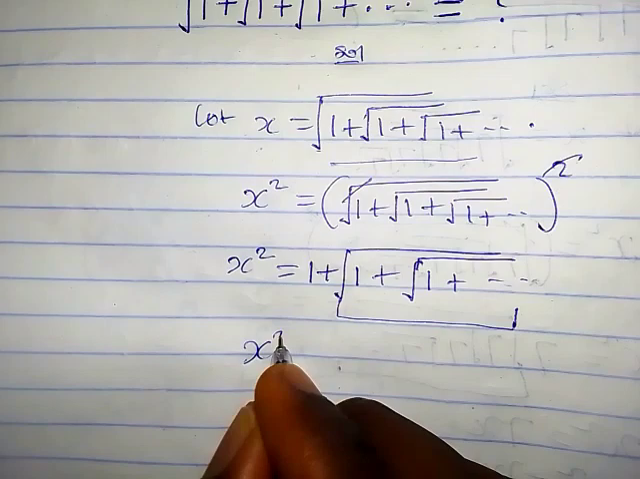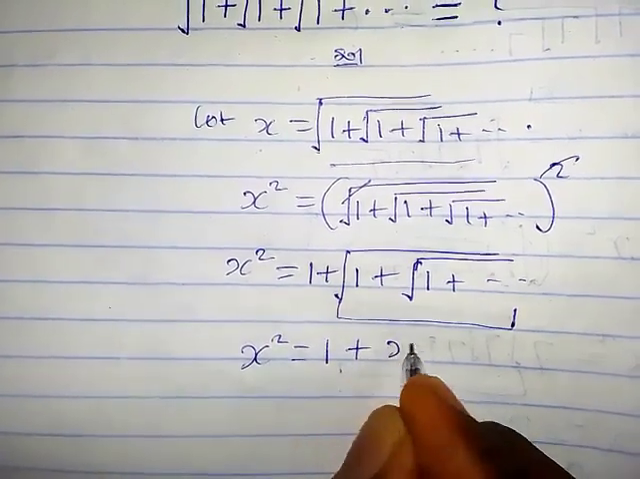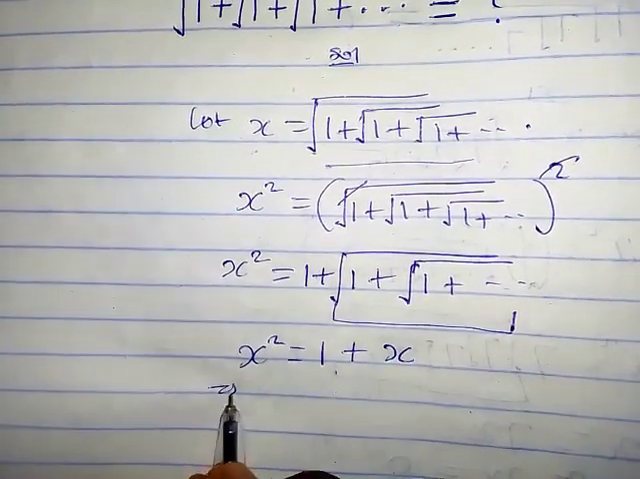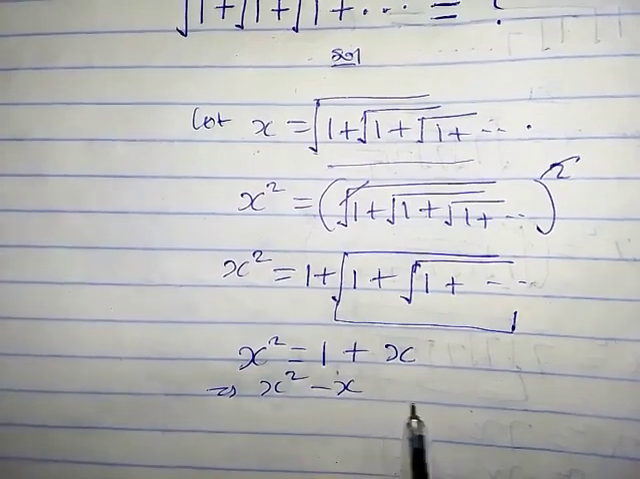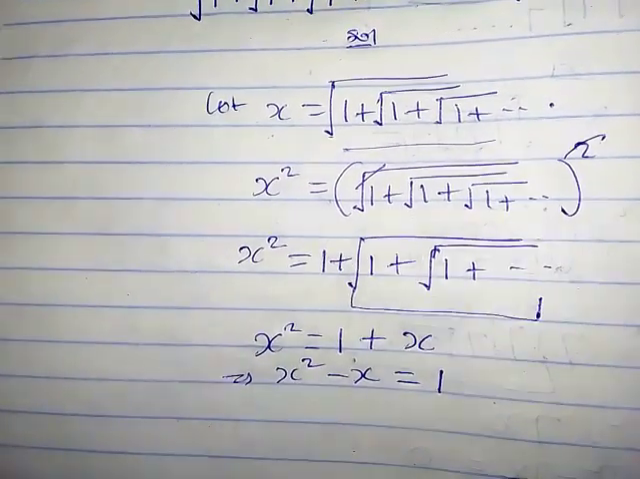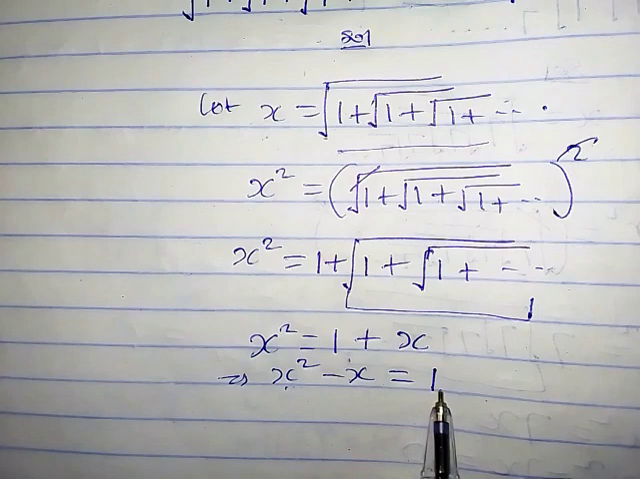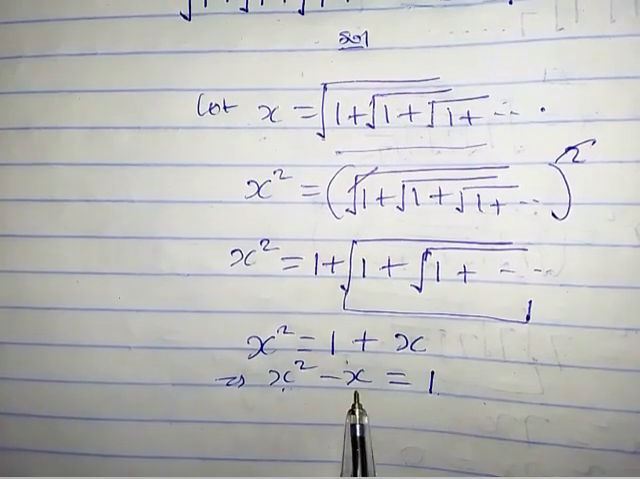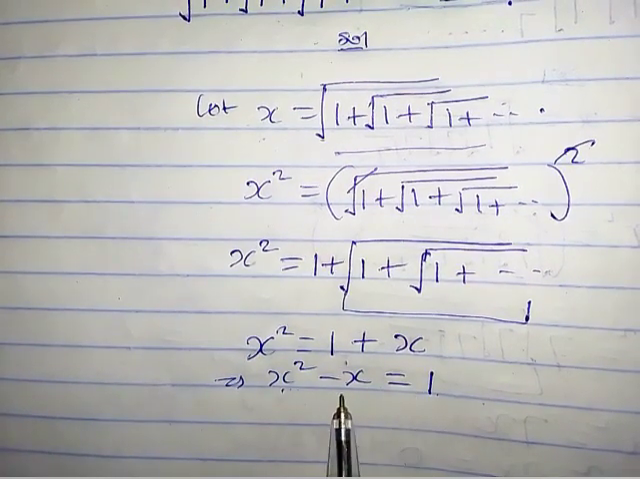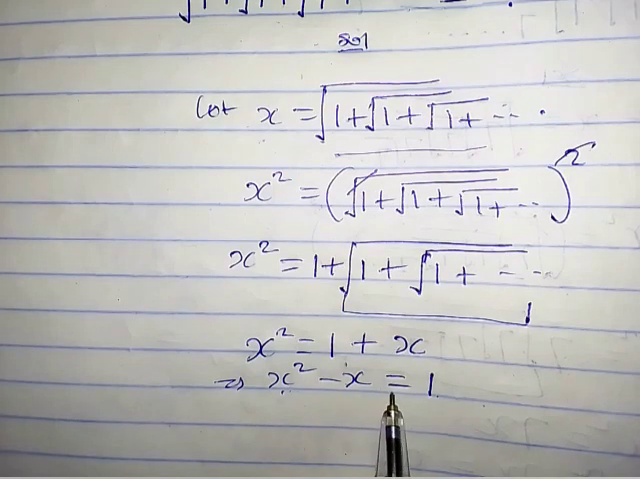So we have x squared equals 1 plus x. Let us write this equation. So we have x squared minus x equals 1. You observe that this is a quadratic equation, but it is not factorizable. So we can either use the completing the square method or the quadratic formula. Let's use the completing the square method here.